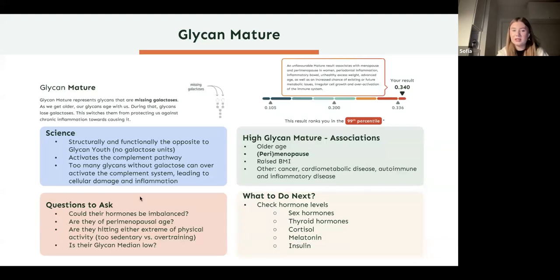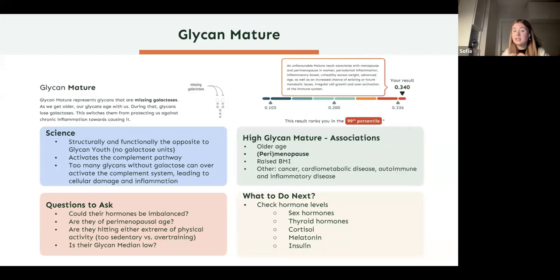and inflammatory disease. So the questions we would be asking here for glycan mature is first, could your client's hormones be imbalanced? Are they of perimenopausal age? And if they are, you know that their estrogen is dropping, and you need to supplement that in some way. The next question is, is your client hitting either extreme of physical activity? So are they too sedentary, or are they maybe overtraining? And you need to find the middle ground here.